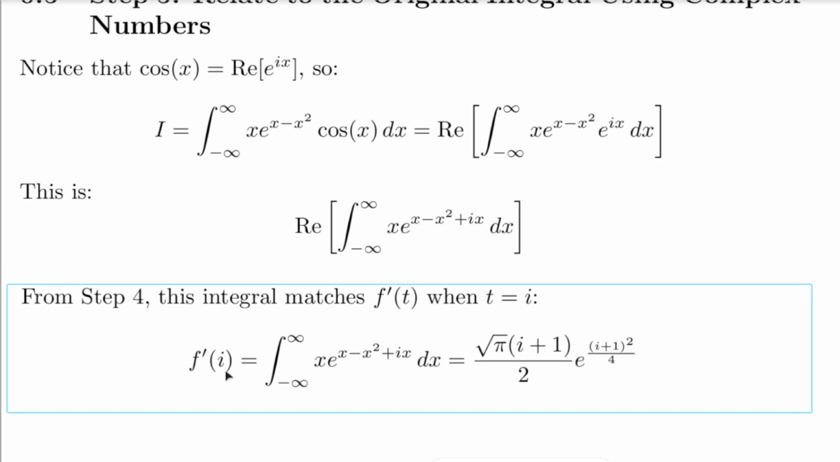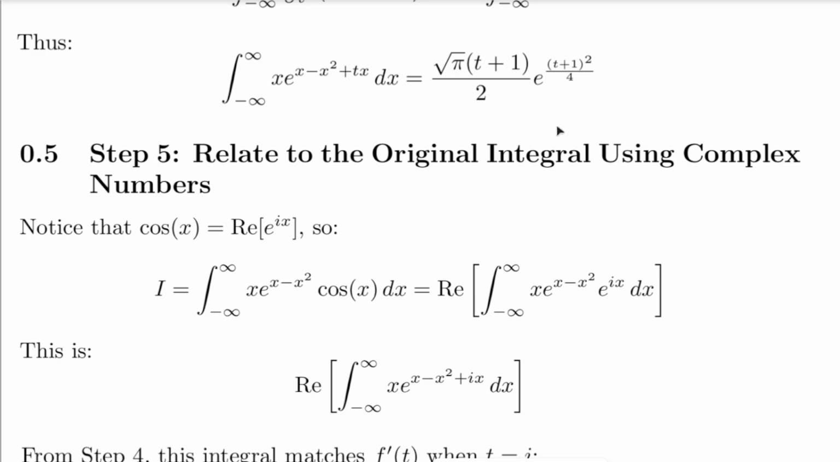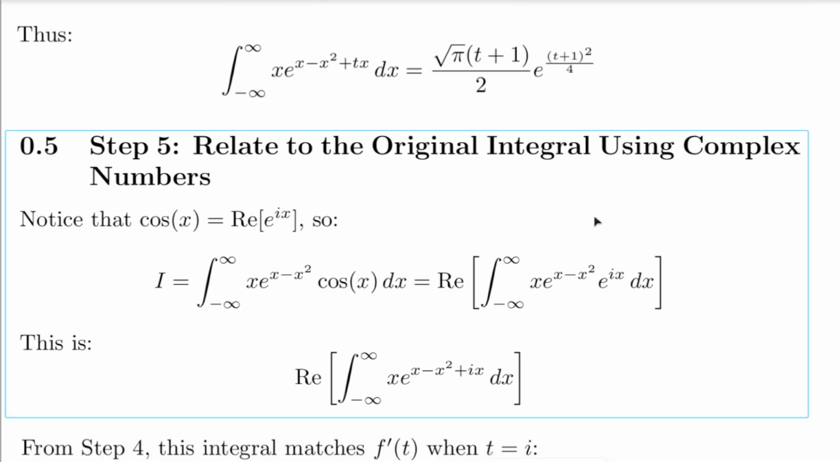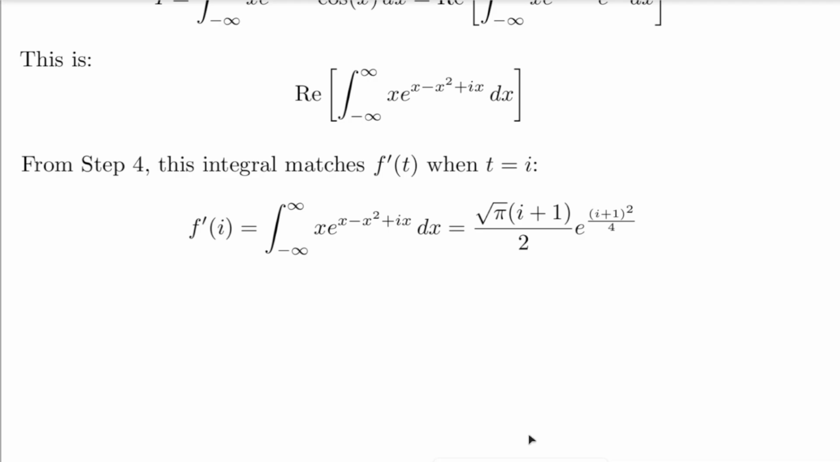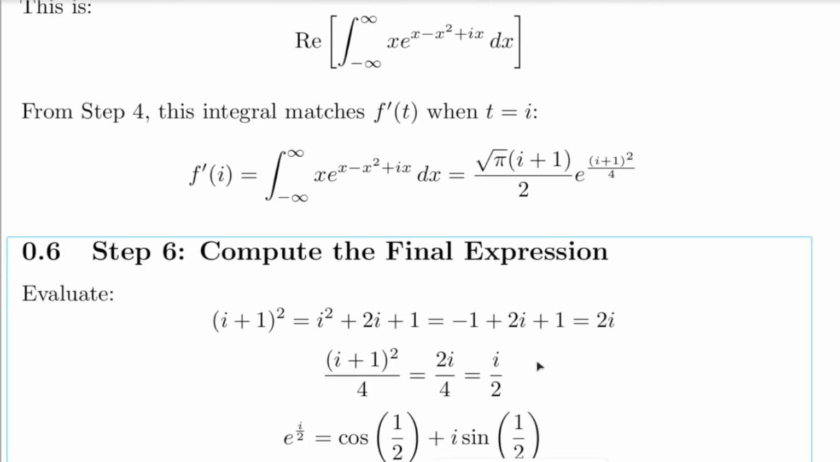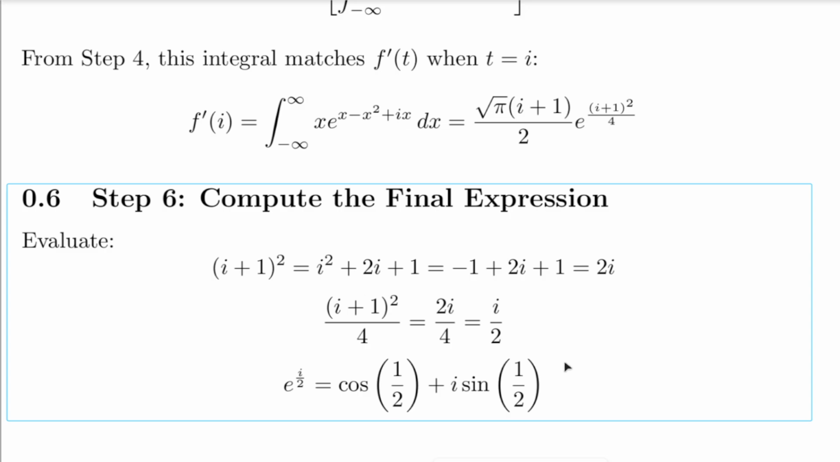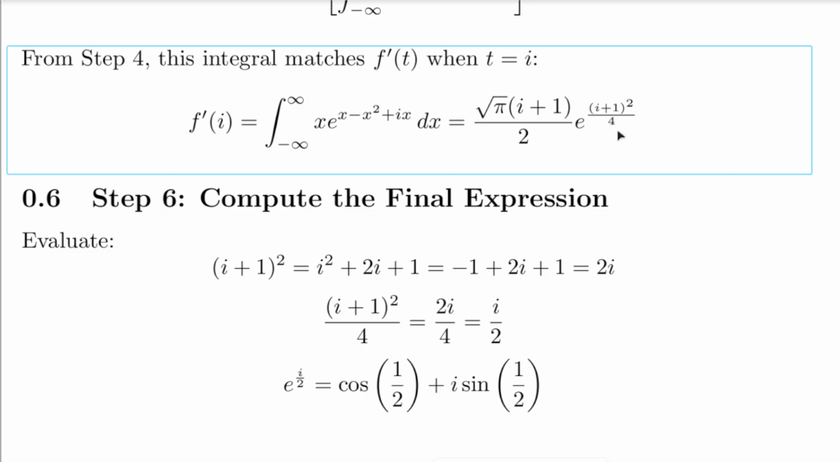So we can say that f prime evaluated at i is equal to this, which is in turn equal to our other representation of f prime of t evaluated at t is equal to i. So now we have this equality right here. All right. So now we can compute the final expression.